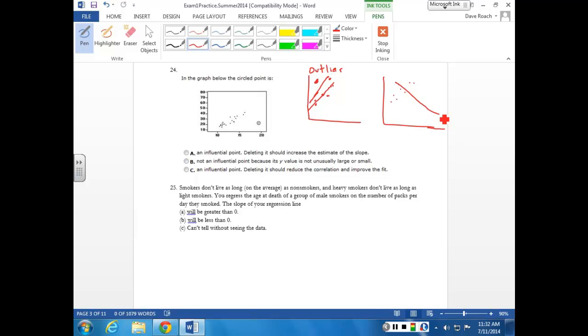So anyway, this is an influential point right here. And without it, you're going to have probably a slope like this. But if you take that point out, then you're going to have something that increases the estimate of the slope. And again, I'm thinking that's probably a question right out of the OLI.